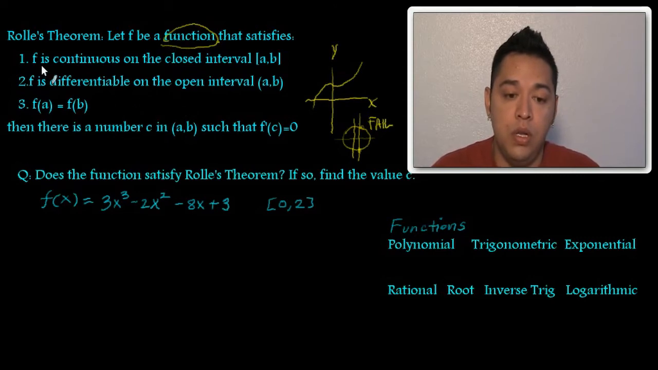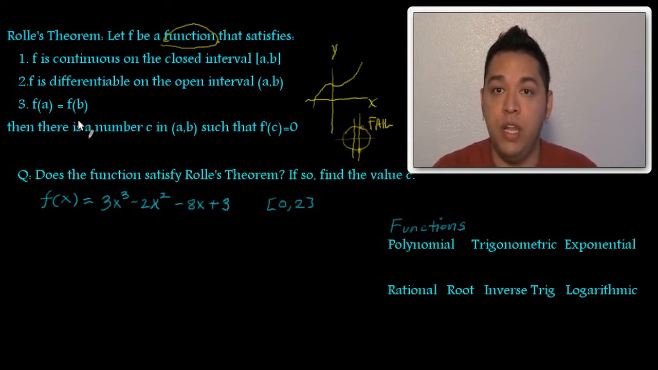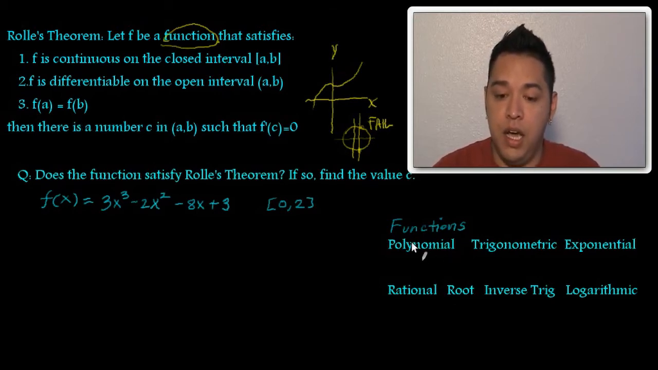Now, how do we know whether f is continuous on a closed interval? Well, as it turns out, continuity is related closely with the domain of a particular function. So over here, I have names of functions. I have a polynomial function that would look something like the one we have right here. Another example would be x squared. That would be polynomial. So would x to the 5th, and so on.